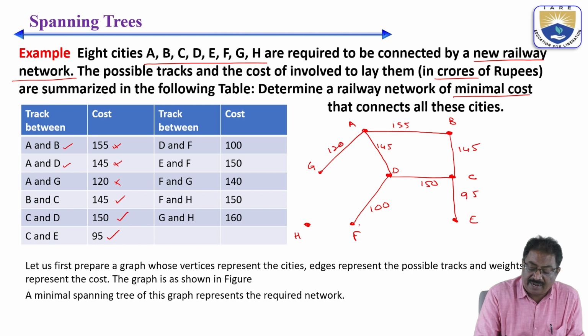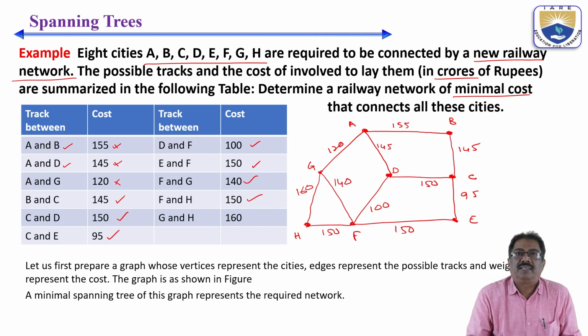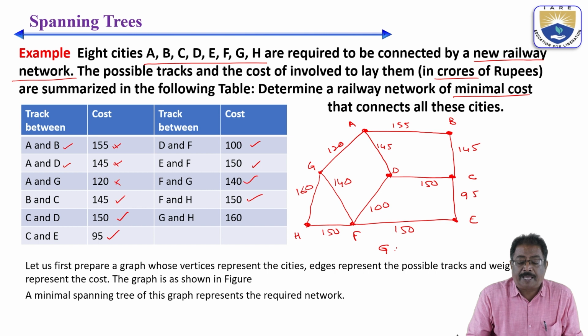And E and F, 150. Then F and G, which is 140. This is over. Next, F and H, this is 150. And next, G and H, this is 160. So this is the network. The edges are associated with the cost and the vertices are represented as cities. This is a network diagram, and that is nothing but the given graph.